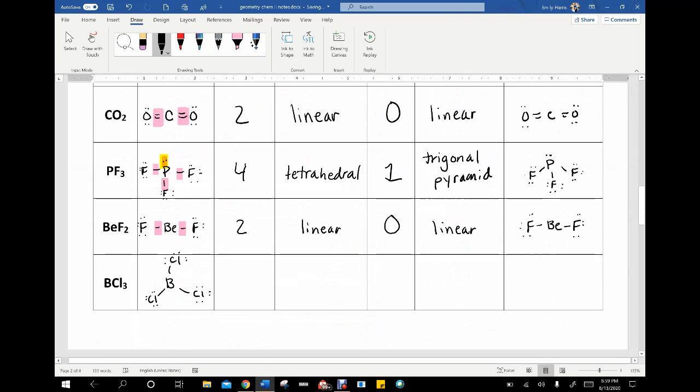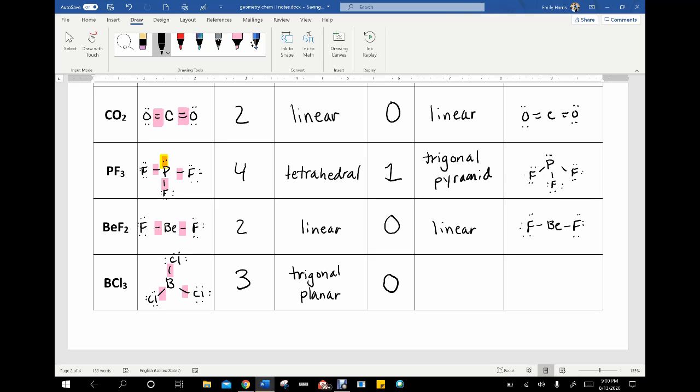Now, final one, we've got boron in the center here, and we have 3 bonding electron regions. 3 electron regions corresponds to a trigonal planar electronic geometry. Now, around the center atom, there are no lone pairs. So that means the overall shape of the bonds is going to remain trigonal planar. It's like 3 points in a flat plane. And so our drawing is going to be very similar to the structure we first drew, because that's already pretty true to shape.